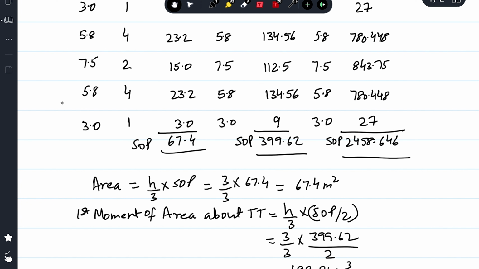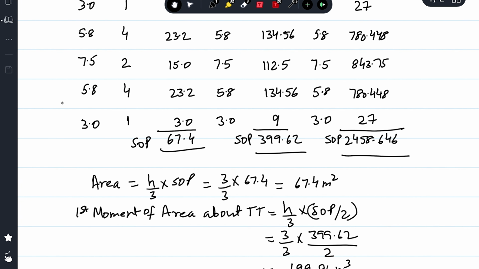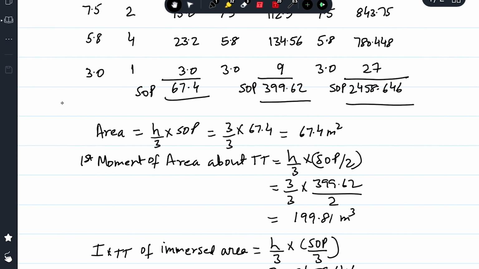So, first moment of area is a y square function, which is the sum of the product is 399.62. It is a y square function. So, h by 3 into sum of the product of the y square function divided by 2, which I explained in my previous video. Why are we dividing by 2? You can watch the previous video and it's explained why the sum of the product is divided by 2, and we get the first moment of area 199.81 meter cube.